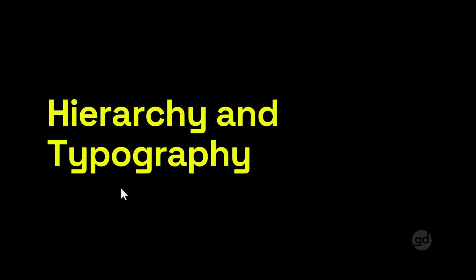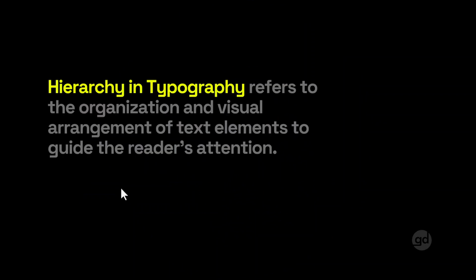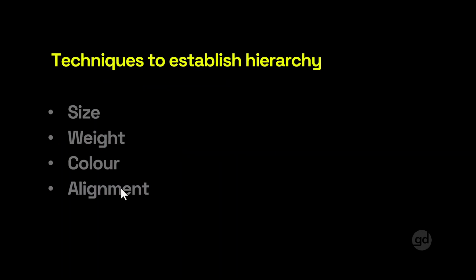So let's look at hierarchy in typography. We've talked about hierarchy before, where we mentioned that it's simply making sure that your audience sees what they need to see first. Hierarchy in typography refers to the organization and visual arrangement of text elements to guide the reader's attention. What do you want them to read first? What do you want them to see first? So there are techniques that you can use to establish hierarchy.